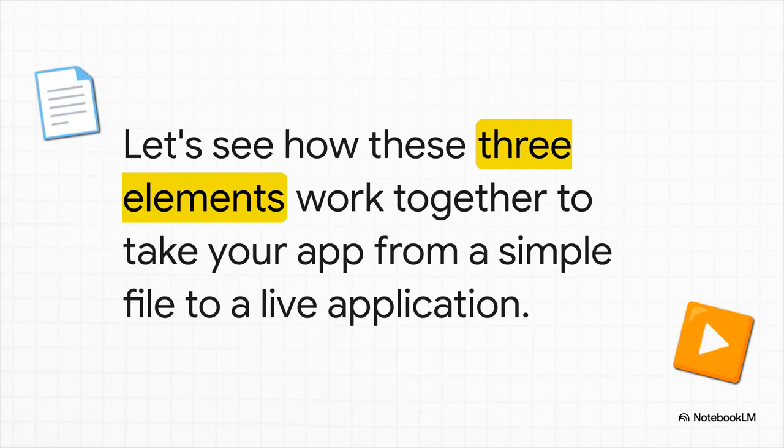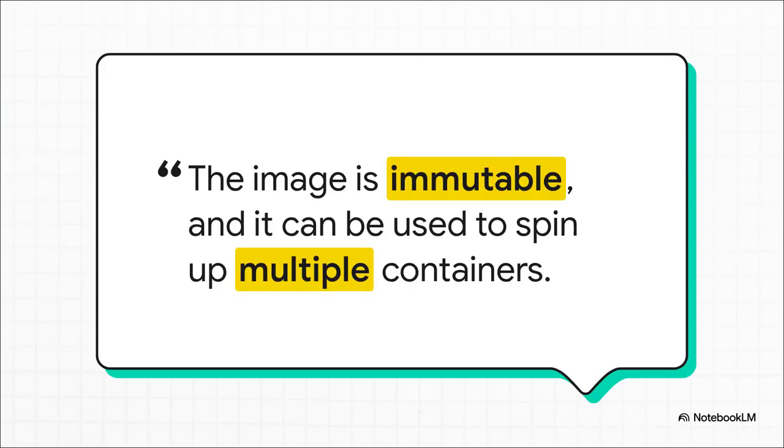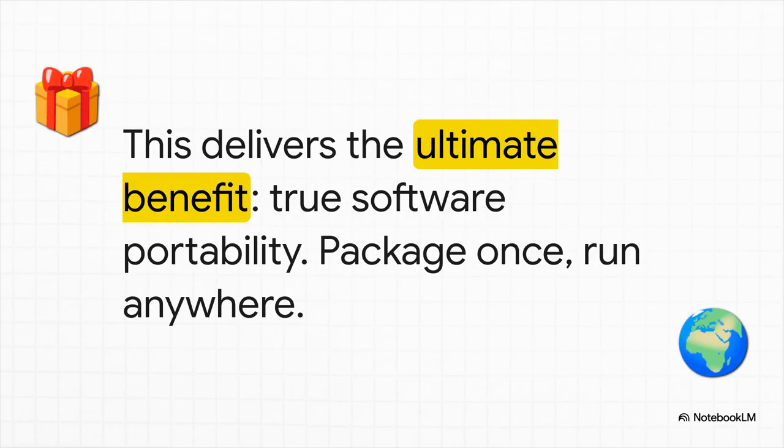So let's just see how that process builds from a simple blueprint to a live application. You write your Dockerfile, use docker build to create the image, then docker run to get it going. And what's really powerful is that one image can be used to launch tons of identical containers. And the big payoff for all this? You get true portability for your software.